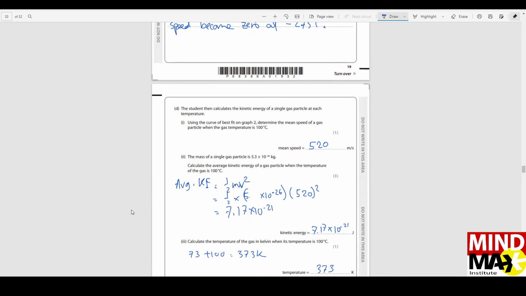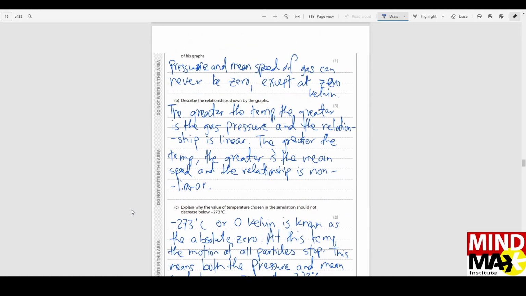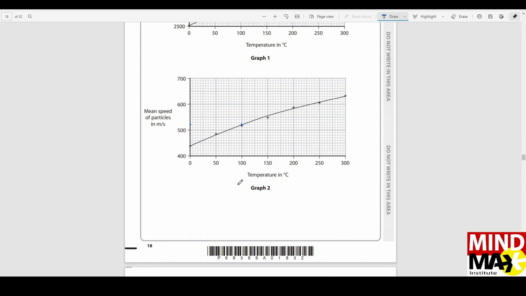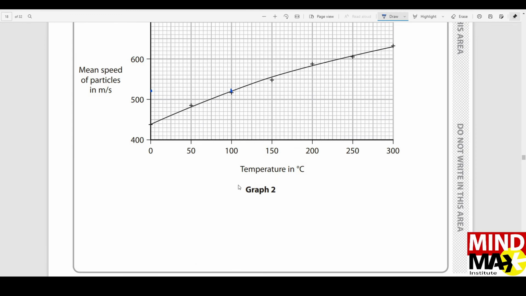Then using the curve of best fit on the graph, determine the mean speed of a gas when the gas temperature is 100 degrees Celsius. So we use the second graph, and if we zoom in, we will be able to see that at 100 degrees Celsius, the mean speed is 520. At 100 degrees Celsius temperature, the mean speed is 520.